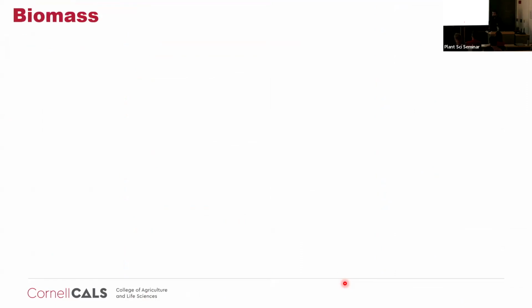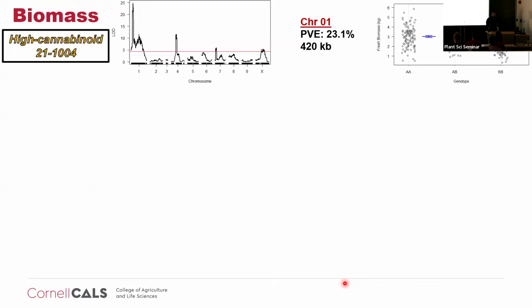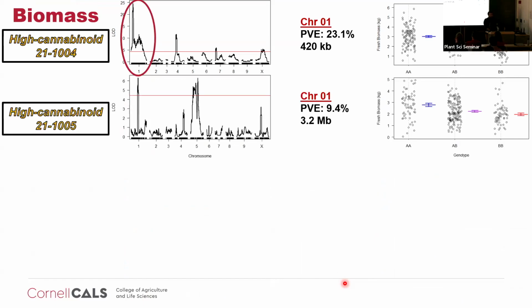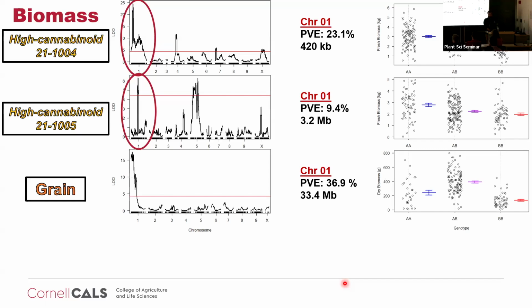And lastly, for biomass, which I would expect to coincide with the flowering time, and for this family, it does, explaining a proportion of the variance, same with the genetic region. But again, this is an additive allele compared to the B allele. For high cannabinoid 2005, again, there's a peak here. There are not many, and it doesn't explain much of the variance, but it's still there. And I'm seeing the same thing in grain. The largest peak, or the only peak, in chromosome 1 equates to the one in the flowering time, explaining a good portion of the variance, but a large region.